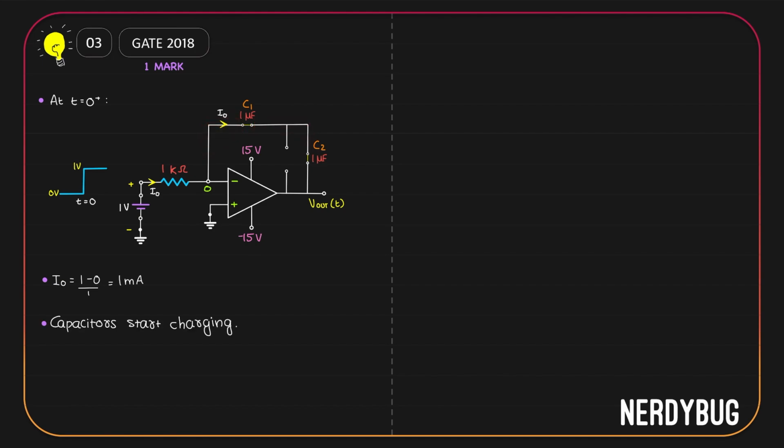As they get charged, the potential drop across them also increases. At some point, potential drop across C2 will become 2.5 volt. Remember, we have a zener diode over here, and the zener diode needs at least 2.5 volt across it so that it can switch on. So when the potential across C2 becomes 2.5 volt, the zener diode will switch on. When that happens, we can model the circuit like this.